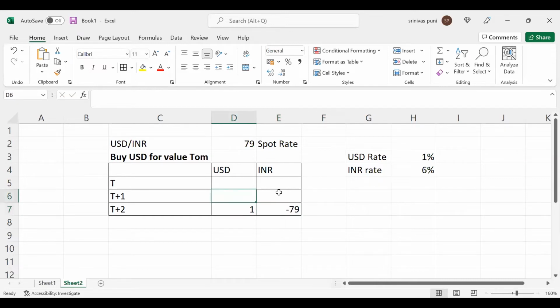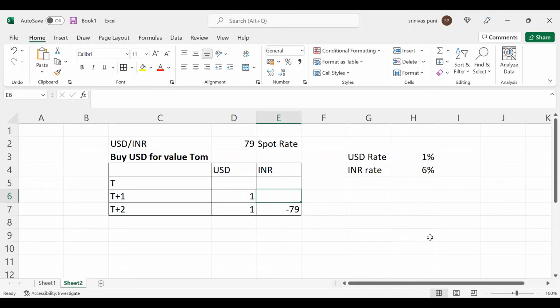Now, instead, I want to do this trade wherein I want to buy that $1 not 2 days from now, but tomorrow. Tomorrow, T+1, not T+2. So what will happen? My dollar account, instead of getting $1 2 days from now, I will get it 1 day from now. That means tomorrow. And I have to pay rupees tomorrow itself, instead of the day after tomorrow.